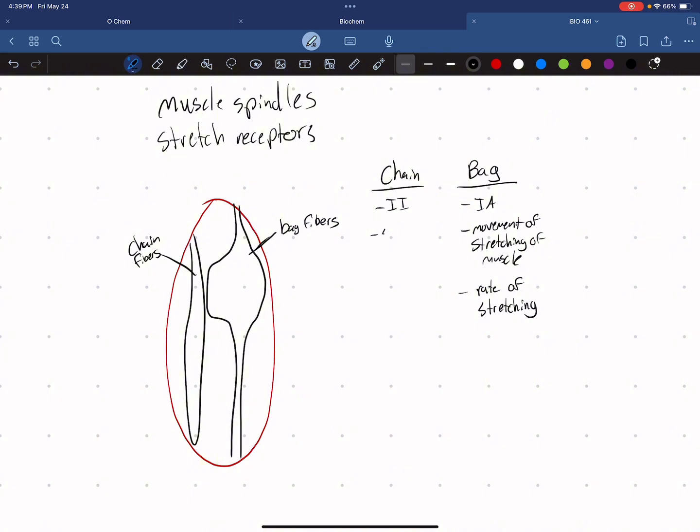where chain fibers are type 2 fibers, and they are meant to give information about the static muscle. So when the muscle is not moving, that's when those chain fibers are activated. This gives information regarding the duration of the stretched muscles.